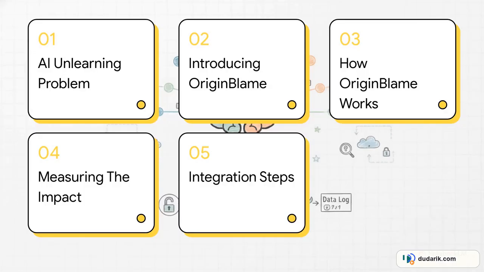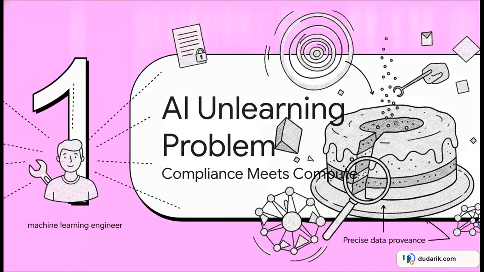Okay, let's dive into our structured agenda for today. We'll start with Section 1, the AI unlearning problem. Then we'll move into Section 2, introducing OriginBlame. After that, Section 3 covers how OriginBlame works, followed by Section 4, measuring the impact. And finally, Section 5, developer integration steps. All right, kicking things off with Section 1, the AI unlearning problem, compliance meets compute.